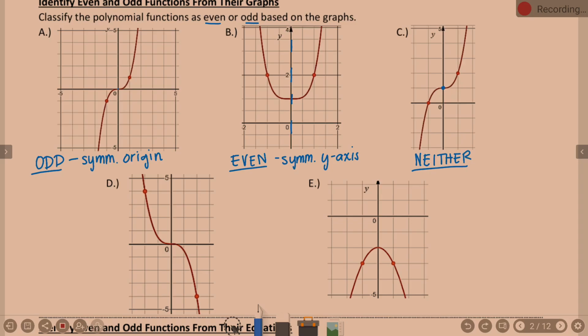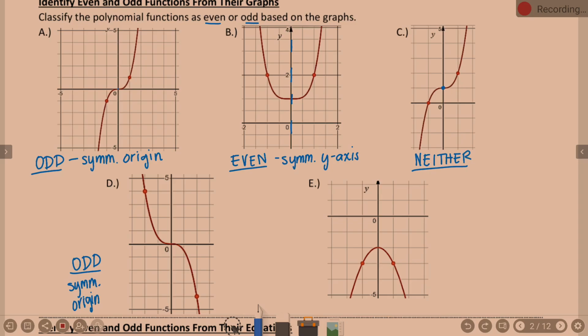Okay. What about D? Even, odd, neither. Odd? Is this one centered at the origin? Yeah, if I spin that around the origin, it's going to be the same. Okay? I guess I didn't leave myself room at the bottom to write, did I? So I'll put it over here. This is odd. And this is symmetric about the origin.